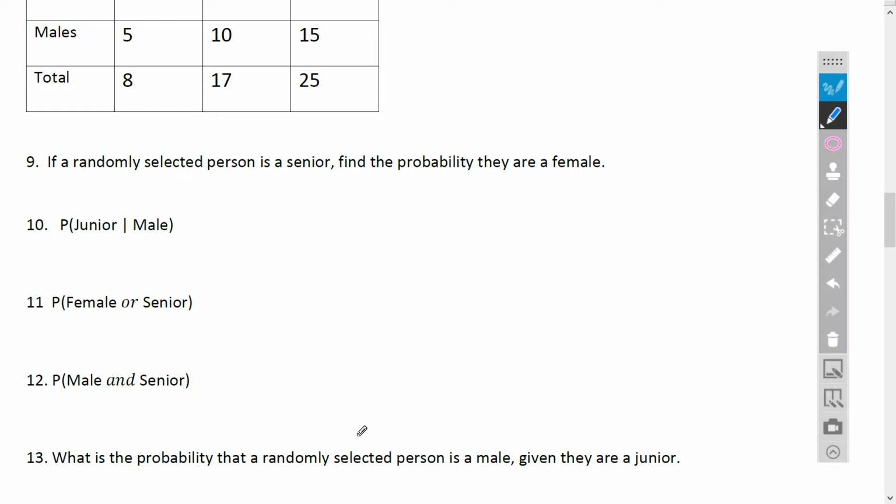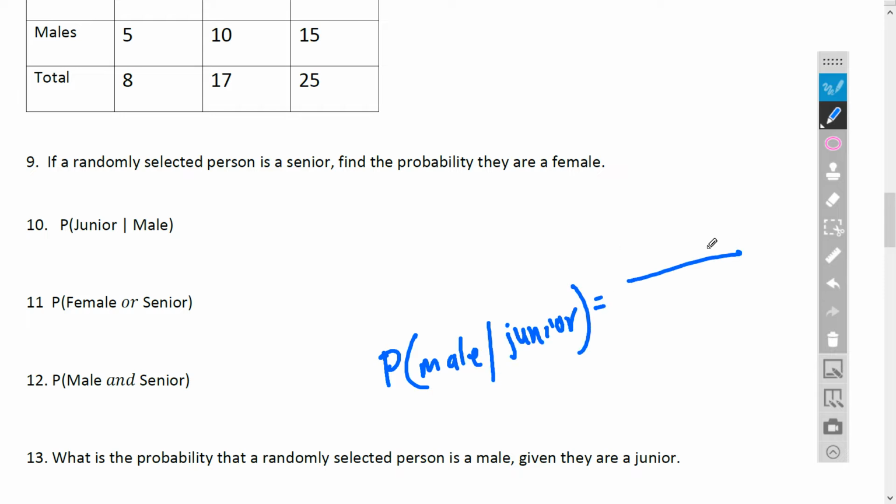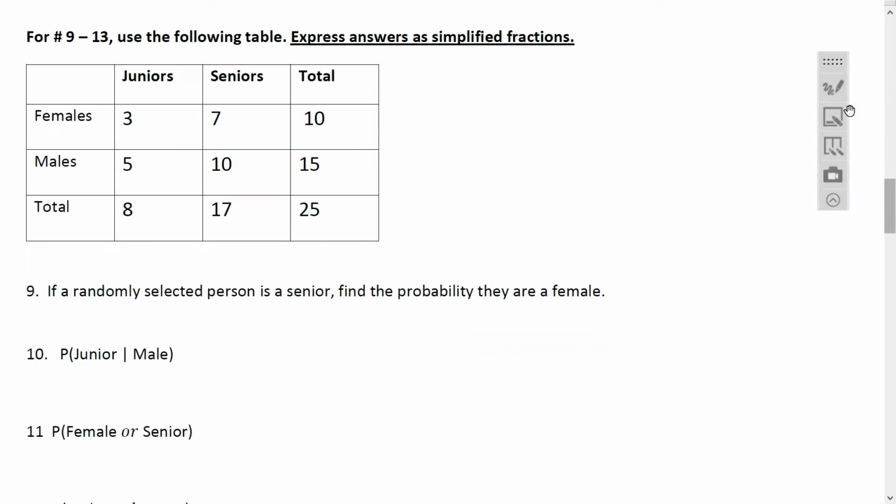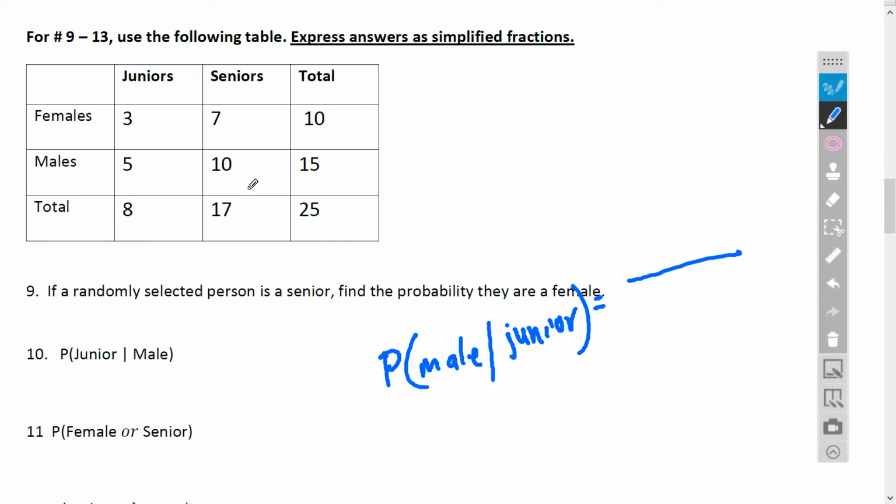Number 13, probability that a randomly selected person is male given that they are a junior. So this is the probability of male given they are a junior. Okay, so we need the probability of male and junior. So male and junior, so 5 over 25. Divide that by the probability of a junior, so 8 over 25. All right, so we get 5 over 8.